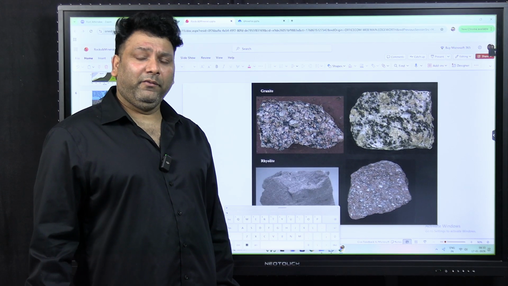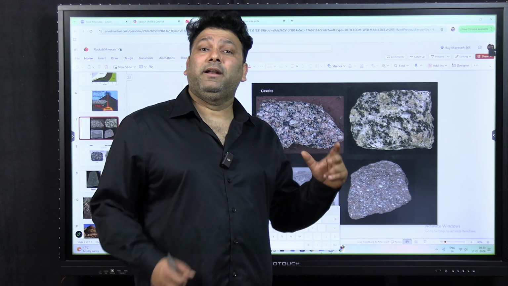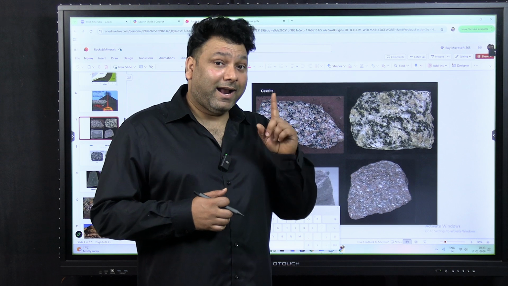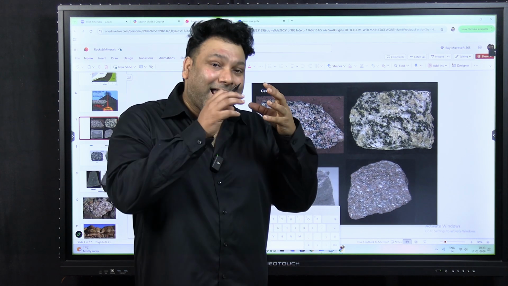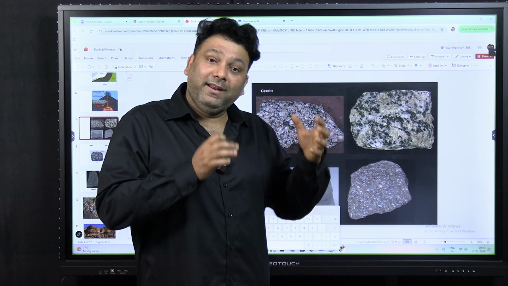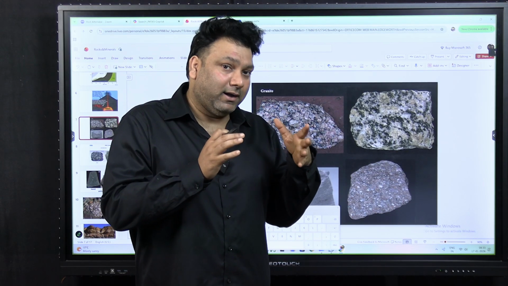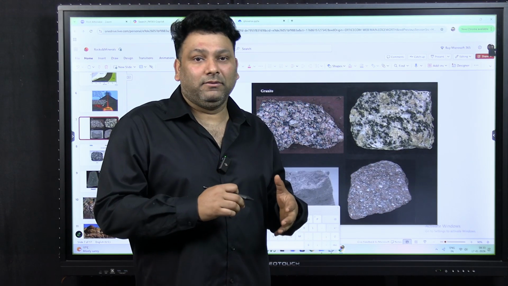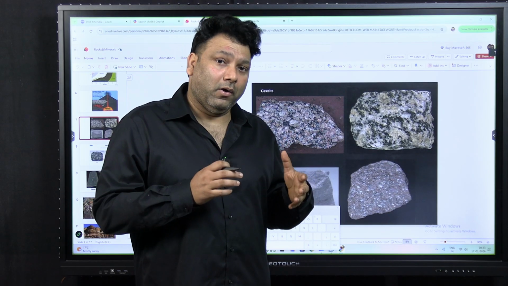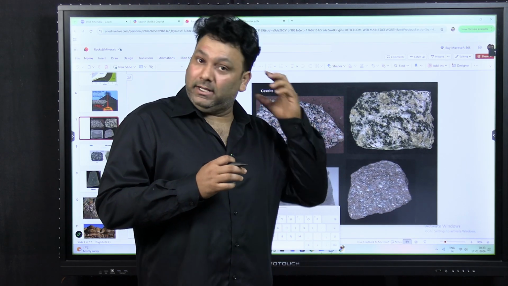Now what is the difference between a red sandstone and a white sandstone? See, the color of the rock depends on the clasting material in between. In a white sandstone, you have a lot of calcium carbonate, that's why it is white in color. And red sandstone, you have a lot of FeO, iron oxide, that's why it is red in color.